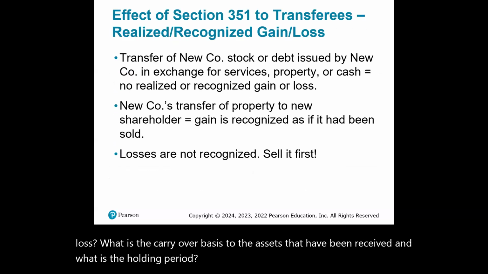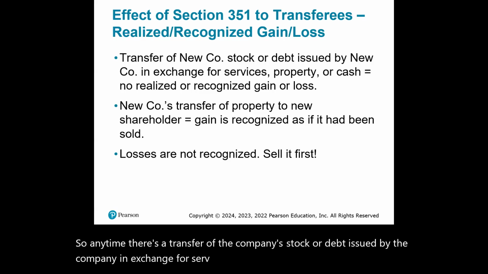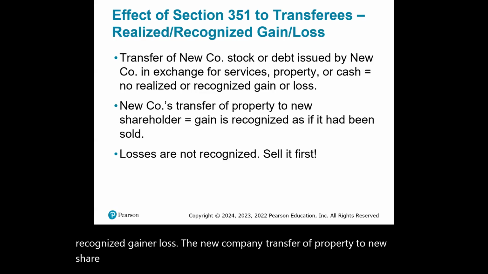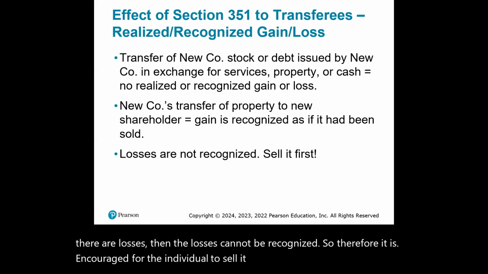So anytime there's a transfer of the company's stock or debt issued by the company in exchange for services, property, or cash, there's no realized or recognized gain. The new company transfer of property to the new shareholder, gain is recognized as if it had been sold. And unfortunately, if there are losses, then the losses cannot be recognized. So therefore, it is encouraged for the individual to sell it first.